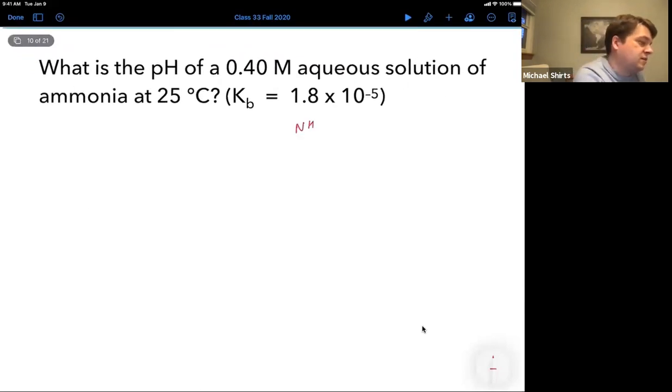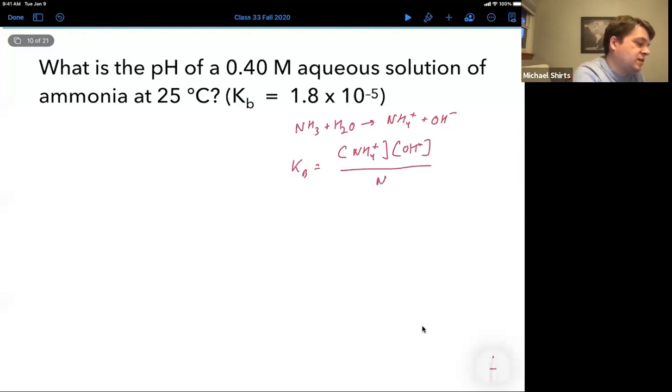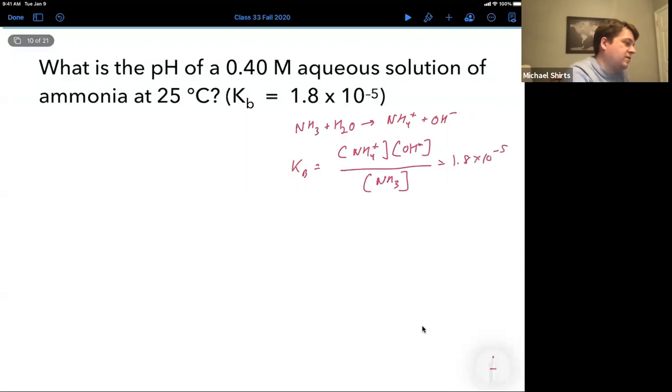NH3 plus H2O goes to NH4 plus OH minus. And so the Kb is going to be specifically NH4 plus times OH minus over NH3. All right, and that is equal to 1.8 times 10 to the minus fifth. Let's write out our ICE table.